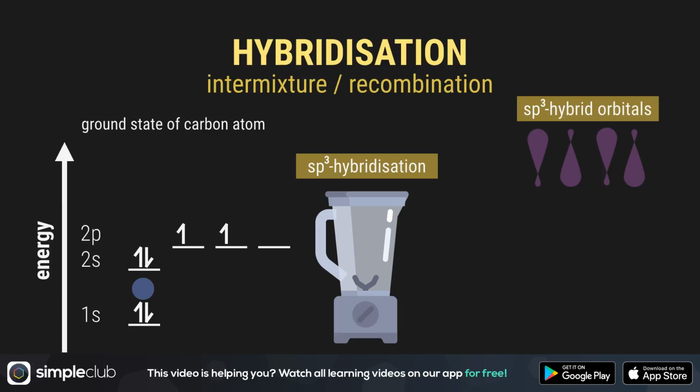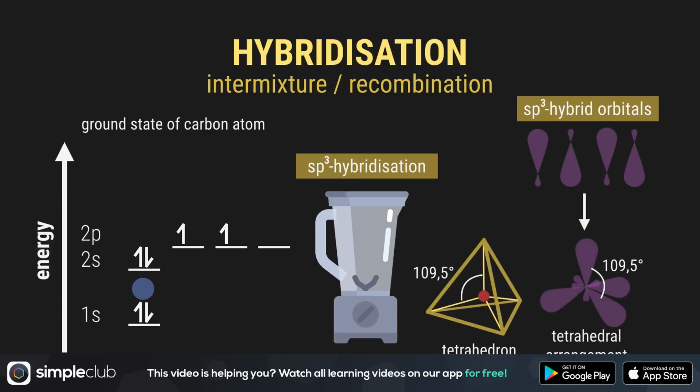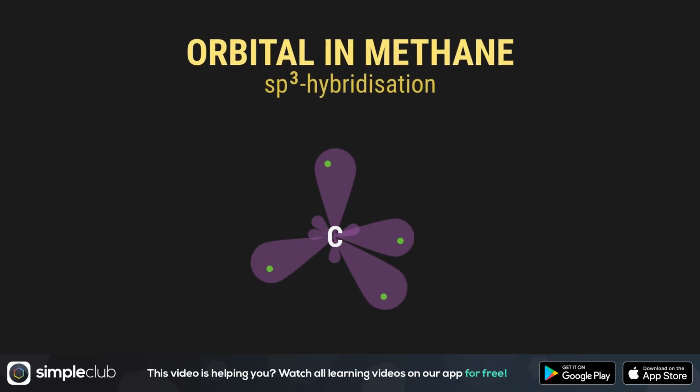The lobes arrange themselves tetrahedral within methane. So through the sp3 hybridization, you get a carbon atom with 4 sp3 hybrid orbitals that are arranged like a pyramid. But for methane, we are missing out on the 4 hands of hydrogen.